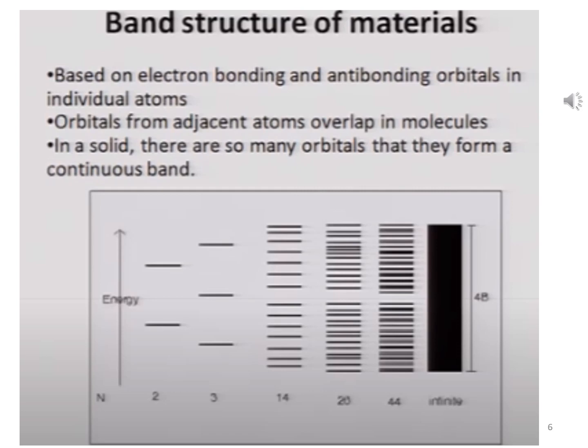Similarly, for 20 further energy levels, the distance between energy levels will decrease and the number of energy levels will be 20. Similarly, for 44 clusters or atoms, the energy levels will be 44. And in the case of solids, you cannot see any energy level. For this we say 48. If there are 48 atoms, then they will form a continuous band, and there is no spacing between them.